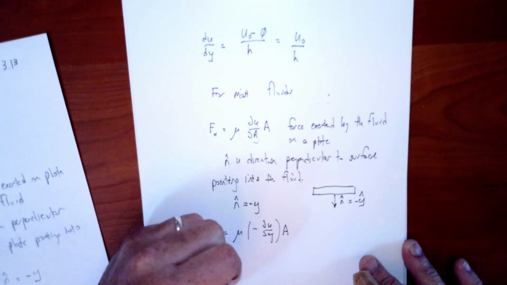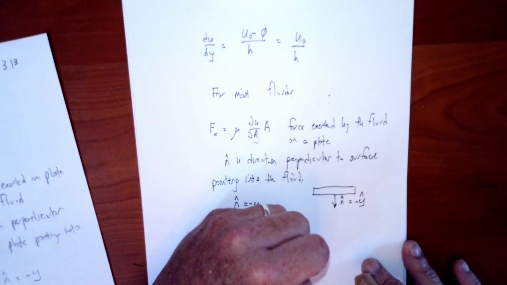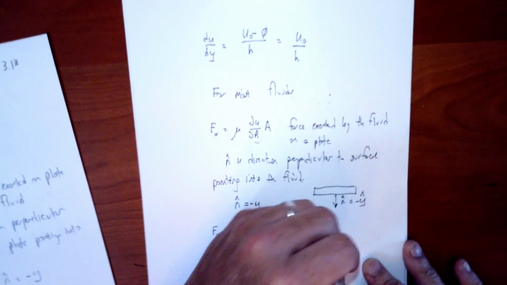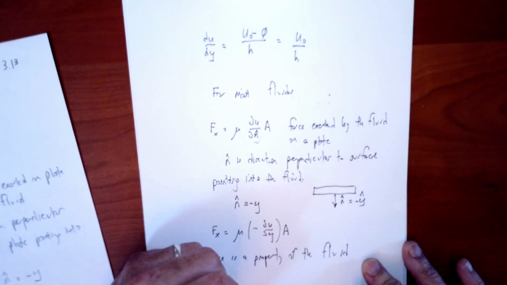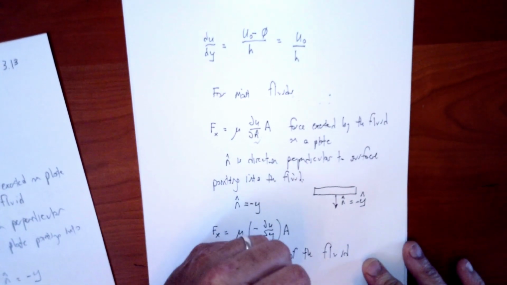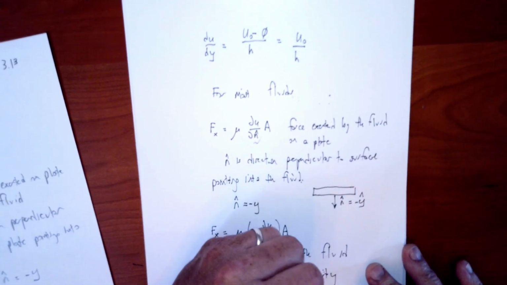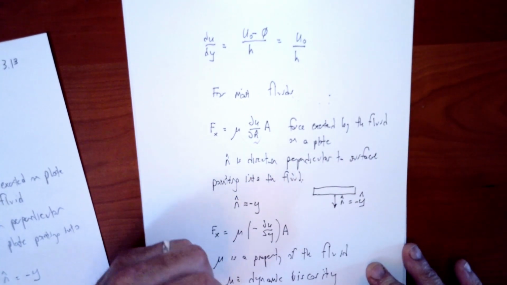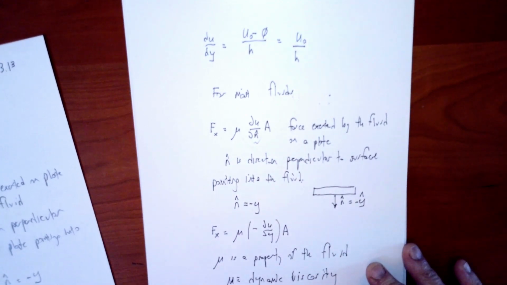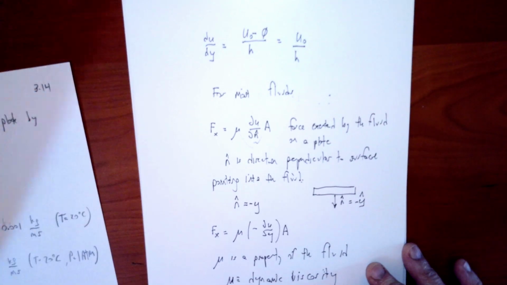Mu is a property of the fluid, and that's what viscosity is. So mu is called the dynamic viscosity. We're going to see there are two types of viscosity. We're going to use them both, but mu is the symbol for the dynamic viscosity, and it's the one that goes into this relationship for force.